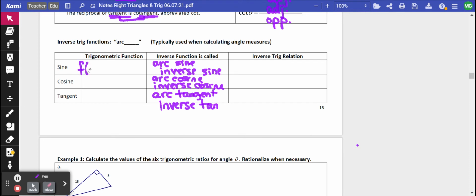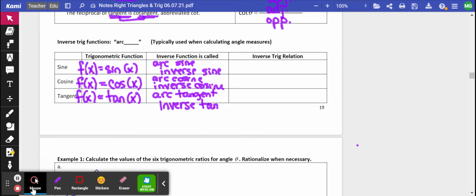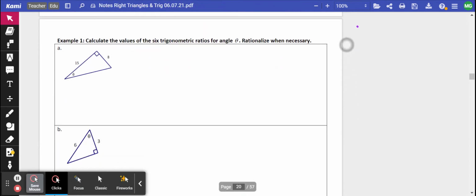We can actually graph this, and this is going to be coming a little bit later, but we would have y or f of x equals the sine of x. Cosine, pretty simple, just looks like this, cosine of x. And tangent's graph, if we were graphing these, which we will be, not yet, looks like that, tangent of x. Okay, and I'm not going to worry about the inverse trig relation right now. Okay, so let's get to it.